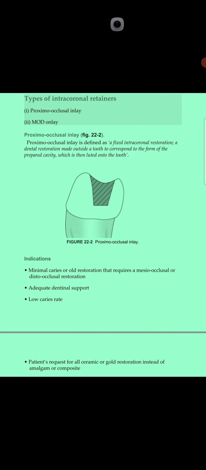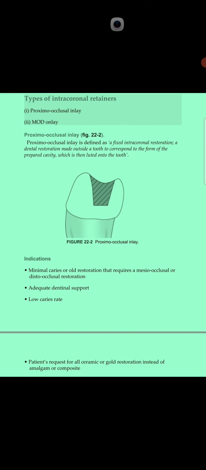Next come to the intracoronal retainer. How do we define intracoronal retainer? Intracoronal retainers are defined as those within the confines of the cusp and normal or axial contour of the tooth. Mean they are confined to the axial contour and cusp of the tooth. Intracoronal retainers lie within the normal contour of the clinical crown of the tooth.